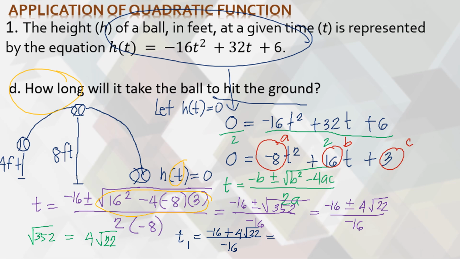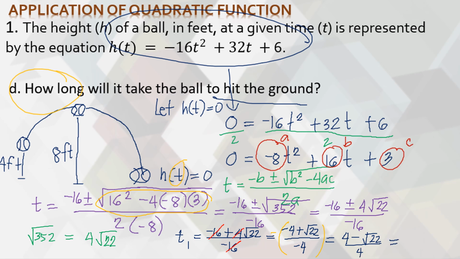Okay? Itong negative 16 na yan, mawala yan later. So, pare-pareho silang divisible by 4, right? So, meron tayong negative 4 plus square root of 22 over negative 4. Okay? And that is now equal to, so para mawala ang negative sign na yan, i-negate mong lahat yan. Okay? And that will give you 4 minus the square root of 22 over 4.